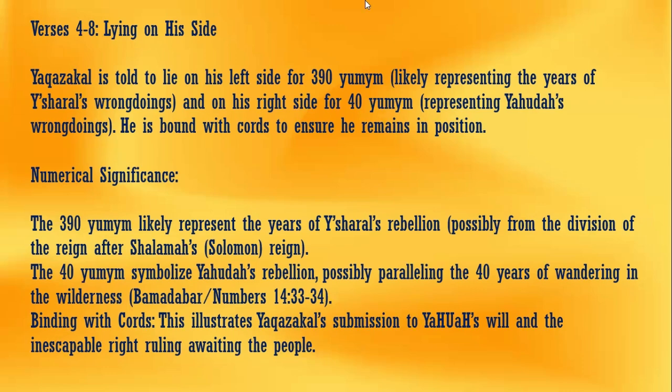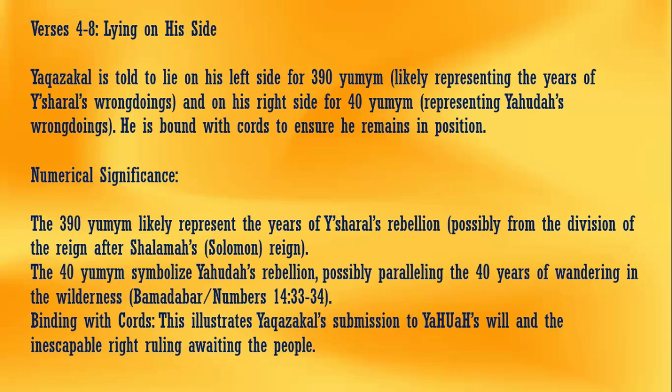So we see a lot of dramatization taking place here. Lying on his side, Yachazaq'al is told to lie on his left side for 390 Yumim, and this likely represents the years of Yisrael's wrongdoings. And by this time, what we will see is the division of right ruling for Yisrael versus Yehuda.